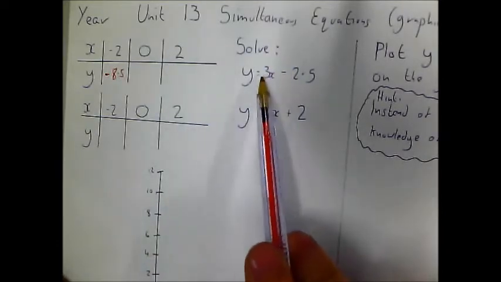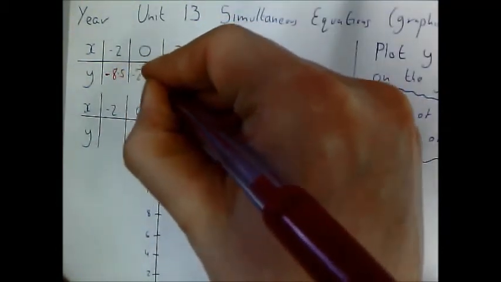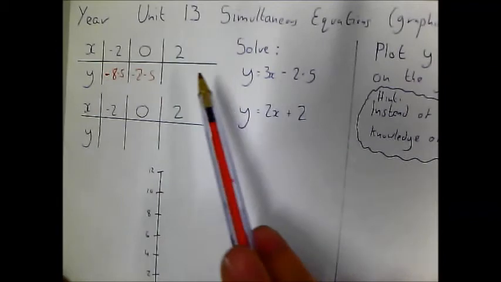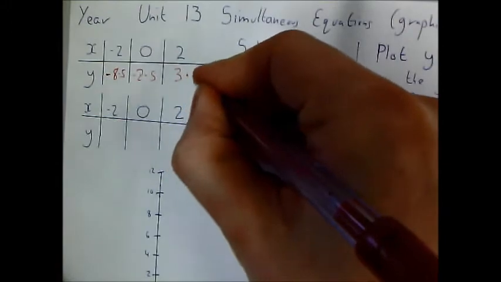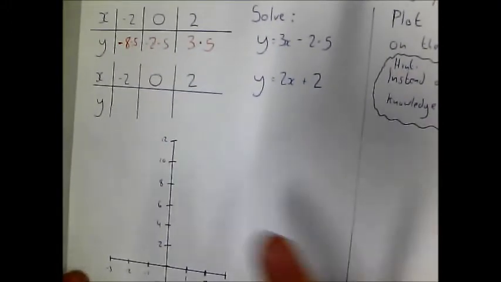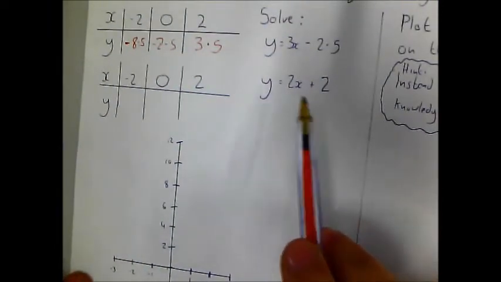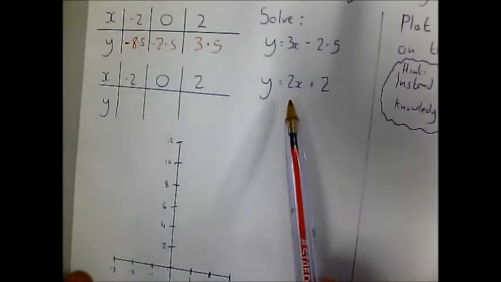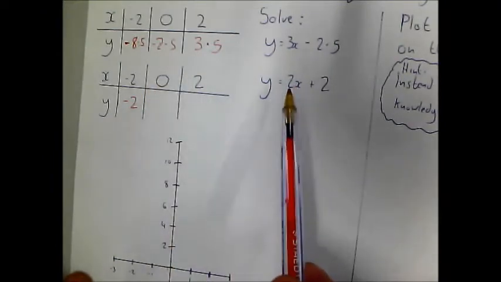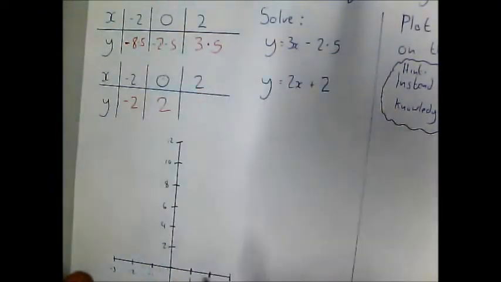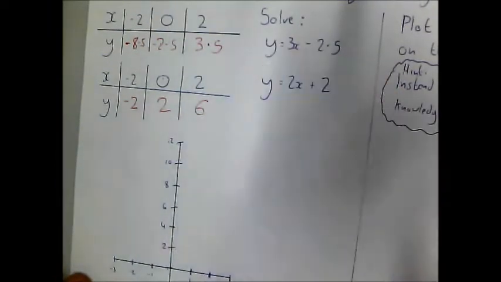When x is 0, 3 lots of 0 is 0, take away 2.5 is negative 2.5, and then 3 lots of 2 is 6, take away 2.5 is 3.5. We'll do the same for my other table. So 2 lots of negative 2 is negative 4, plus 2 is negative 2. 0 lots of 2 is nothing, plus 2 is positive 2. And then 2 lots of 2 is 4, plus 2 is 6.